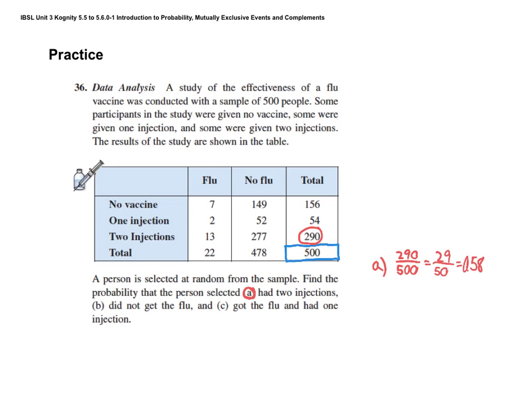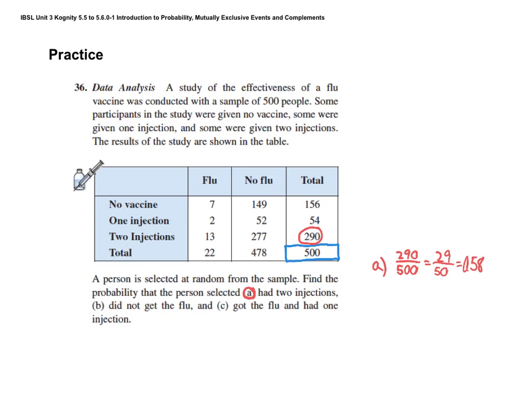Because 29 times 2 is 58, and 50 times 2 is 100. I can't do that. That's okay. If you thought about it, you could. I've been doing this a while. I definitely do one division.